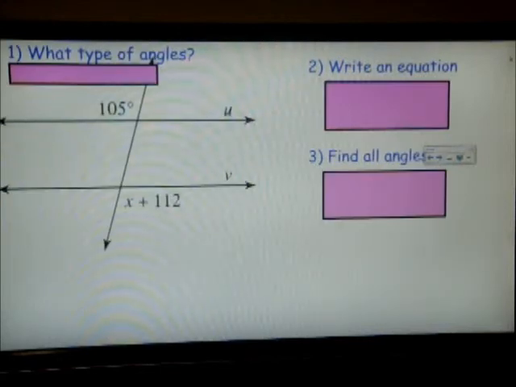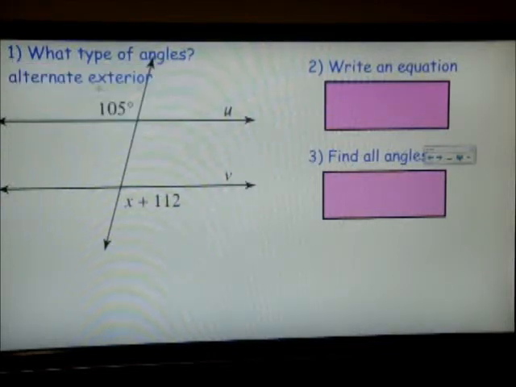For this next one, we have decided we're looking at alternate exterior angles. They're opposite outside. Pause the video and see if you can answer all of the other questions on your own. In about 5 seconds, I'm going to go ahead and go through the steps.